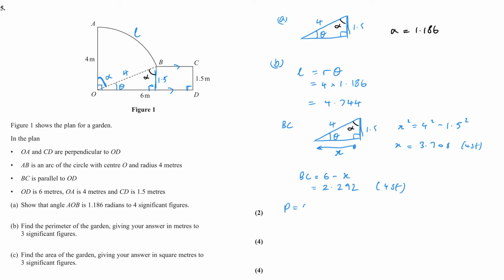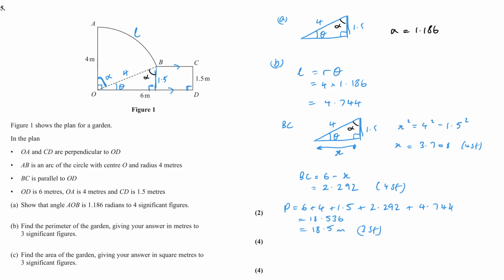So my perimeter is 6 plus 4 plus 1.5 plus 2.292 plus 4.744, and that's 18.536, or 18.5 meters. Sorry, to 3 significant figures, as in the question.